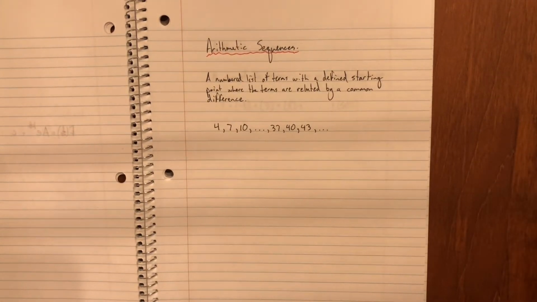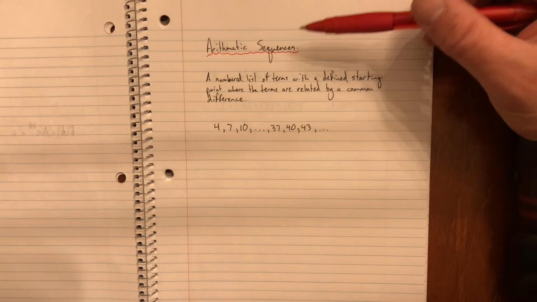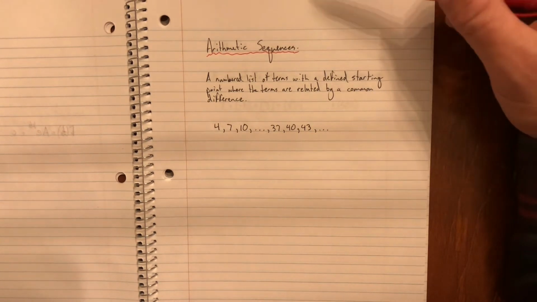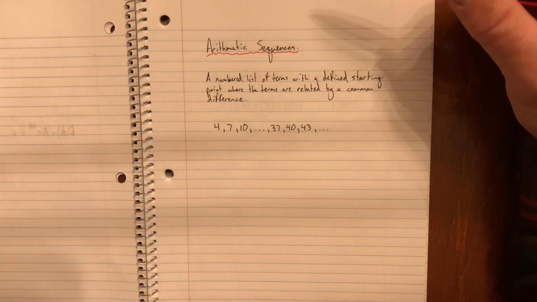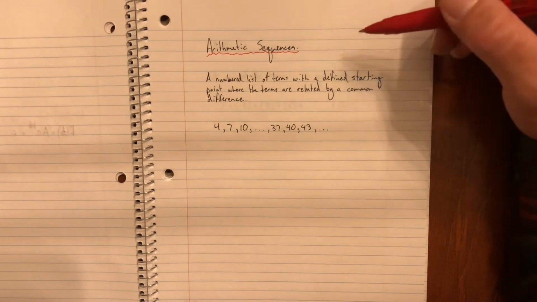All right, and so this starts, pardon the bad pun, a series of videos to help us out with discrete mathematics. With discrete mathematics, we're going to be talking about arithmetic sequences and a little bit later geometric sequences, and then arithmetic and geometric series as well. So this video is on specifically arithmetic sequences.